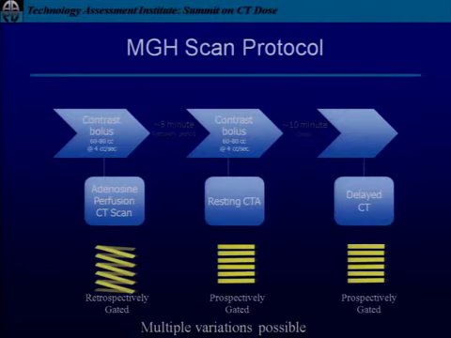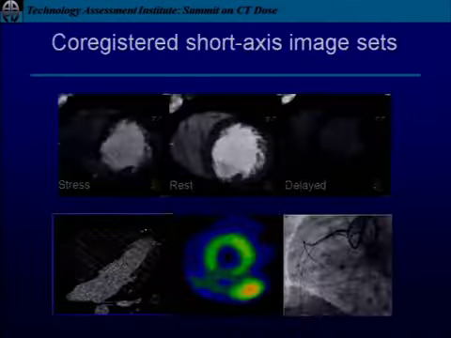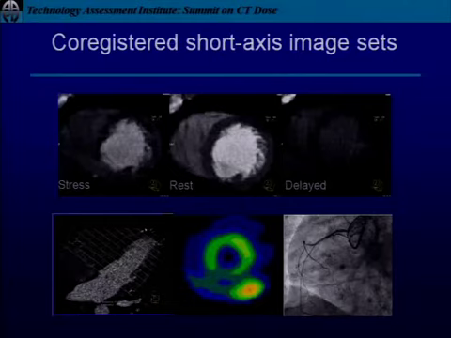Okay, and then we allow the patient about 5 minutes of rest time. The myocardium recovers, and then we do the resting scan, which is done prospectively. Okay, so this is a very low dose scan. The stress scan may be 7-8 millisieverts, and this can be like 1 to 2 millisieverts. Then we do a 10-minute delayed scan to see if there is a delayed enhancement of the myocardium, and that is also a prospectively gated scan. Okay, all these images are co-registered.